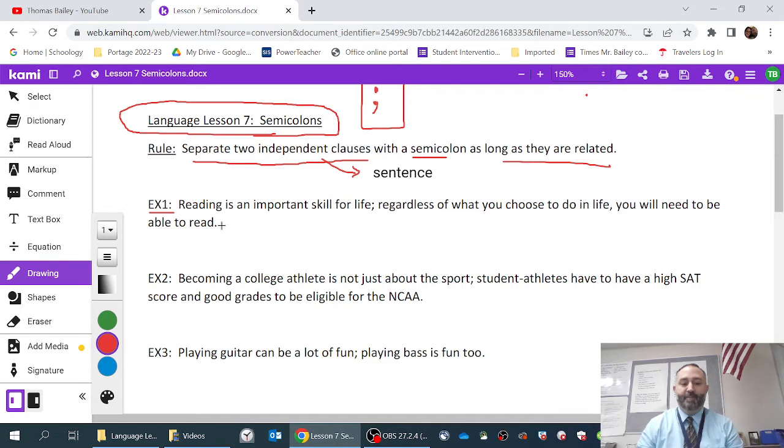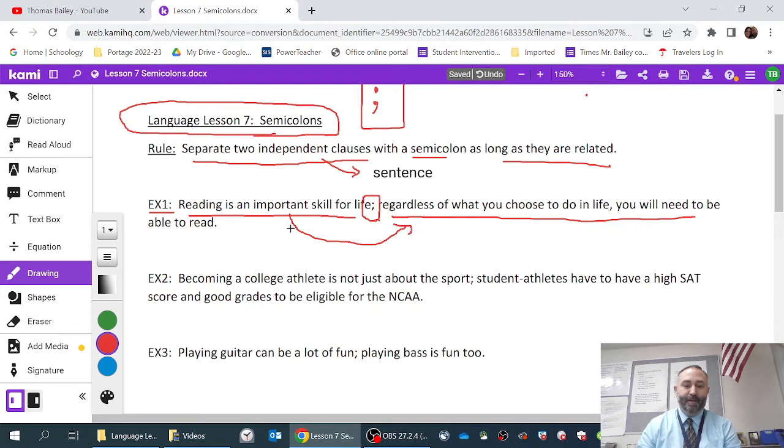So I'm looking at example 1 here. I'm going to read the sentence. Reading is an important skill for life. Well, this is its own sentence. The second sentence then starts with, regardless of what you choose to do in life, you will need to be able to read. This stands on its own as a sentence. So instead of separating the two with a period, we can separate them with a semicolon. Why would we do that? Because these two sentences are both related. They're both about the concept of reading and why it's important for life.